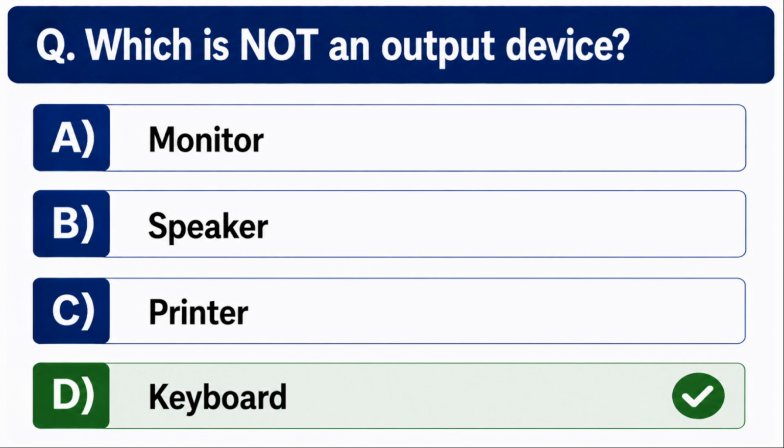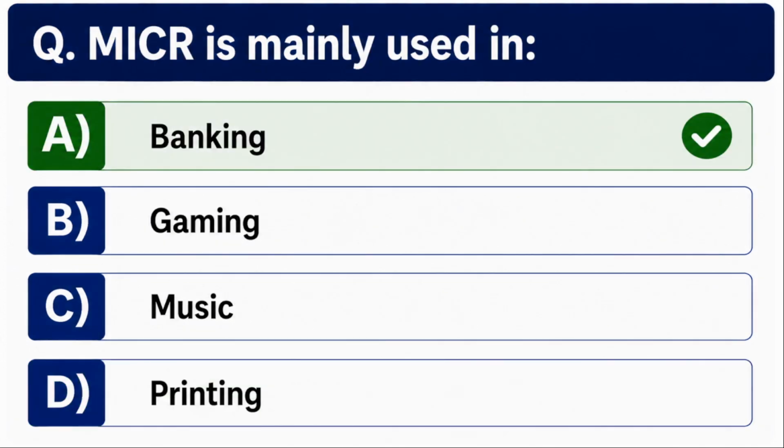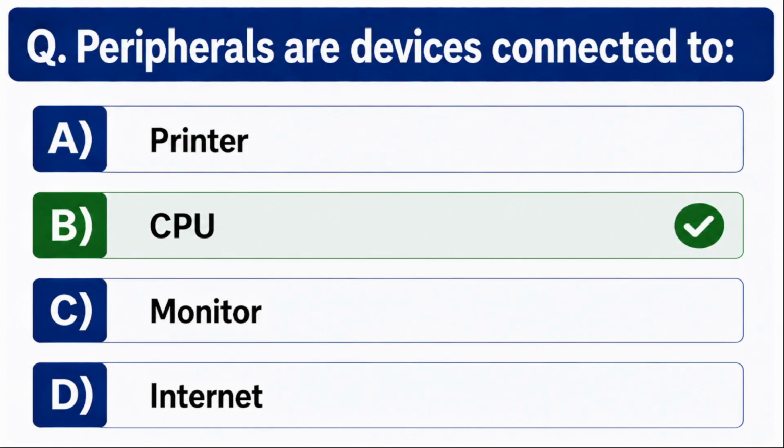Which is not an output device? Monitor, speaker, printer are output devices. Keyboard is an input device. MICR is mainly used in banking. What is MICR? Magnetic Ink Character Recognition. What is the peripheral or device connected to? CPU, the processor.